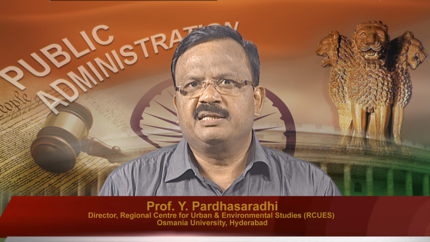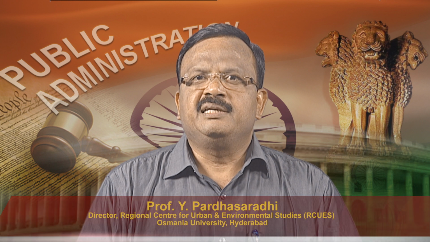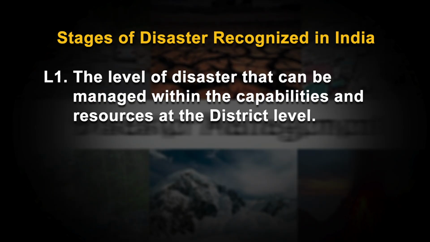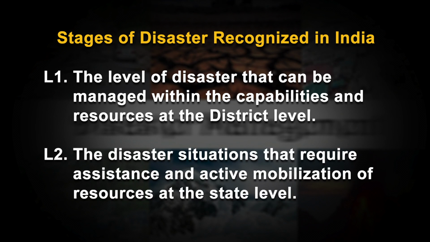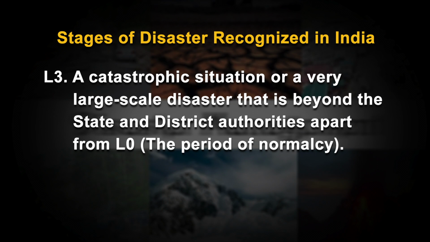Stages of disaster recognized in India. According to the High Powered Committee on Disaster Management of 2001, based on the vulnerability and risk involved in the disaster and the approach of the authorities in tackling the situation, the level of disaster has been categorized into 3 stages. L1, the level of disaster that can be managed within the capabilities and resources at the district level. L2, the disaster situations that require assistance and active mobilization of the resources at the state level. L3, a catastrophic situation or a very large scale disaster that is beyond the state and district authorities.